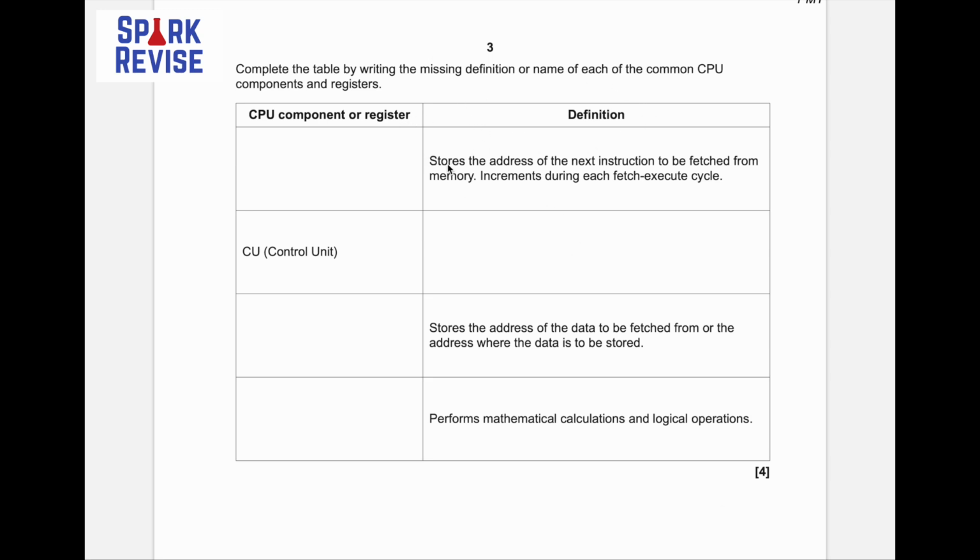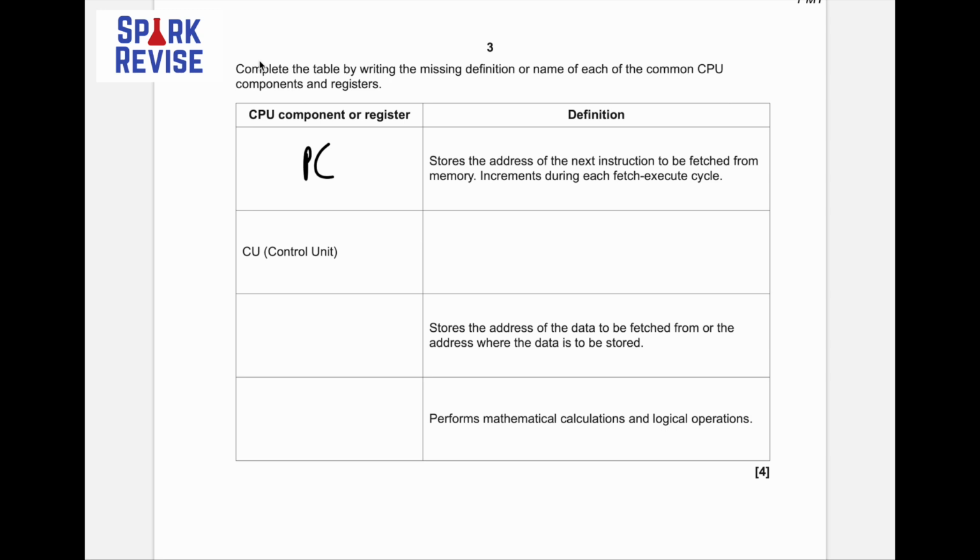So something stores the address of the next instruction to be fetched from memory. It increments during the fetch decode execute cycle. If you can remember this, this is the program counter, or PC, because it's what holds your next instruction in RAM, and it increments every time to point to the next instruction. So very simply, that's the definition. You need to know that. Basically, great standard definition to remember for PC. So if you haven't got that on a flashcard, whack that on a flashcard right now.